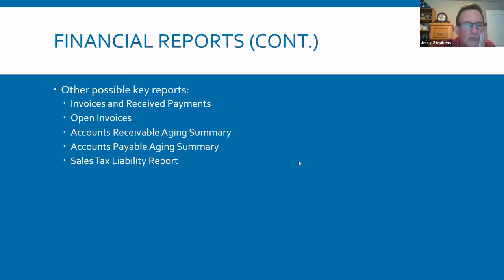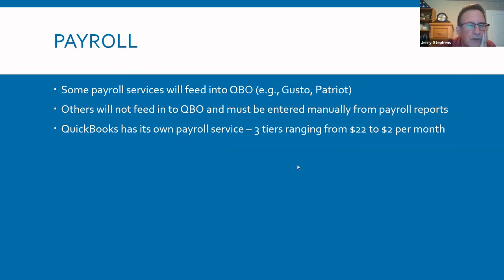Now, payroll. QuickBooks will interface with various payroll systems. QuickBooks has its own payroll, but you can also get a feed from Gusto and Patriot, for example, into QuickBooks. But there are other payroll services that do not feed into QuickBooks, and that just means each payroll period you're going to have to manually enter from the payroll reports to get that information into QuickBooks.